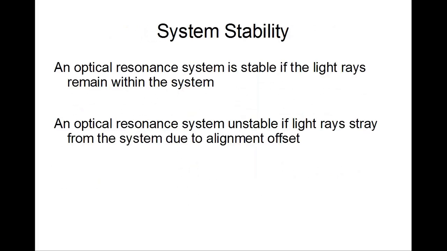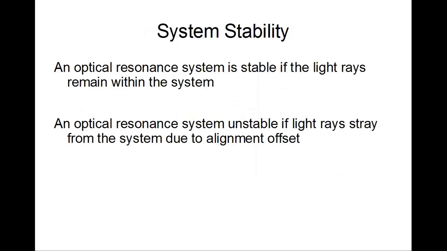When we're talking about linear resonators, it's important to understand system stability. An optical resonance system is stable if the light rays remain within the system. It's unstable if the light rays stray from the system due to an alignment offset. Both of these are incredibly important when we're designing optical resonators. You can use stable and unstable systems perfectly effectively depending on the application.